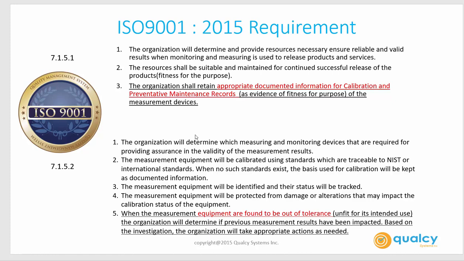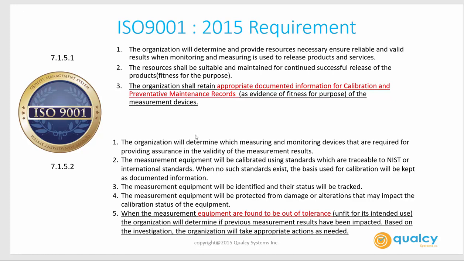And the most important thing is the organization shall retain documented information for calibration and preventative maintenance records. Previously, the documented information was being used as the calibration records. Also, when the calibration is being done, we have to make sure that the calibration standards are traceable to NIST or international standards. When no such standards exist, we have to establish the basis for the calibrations.